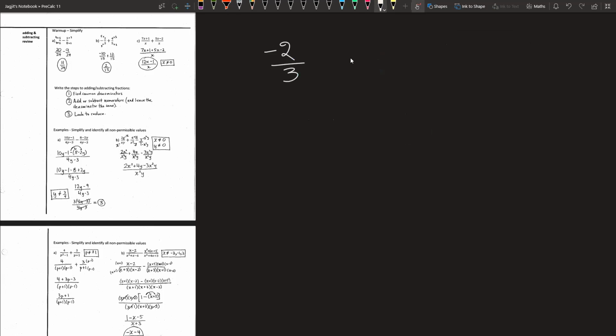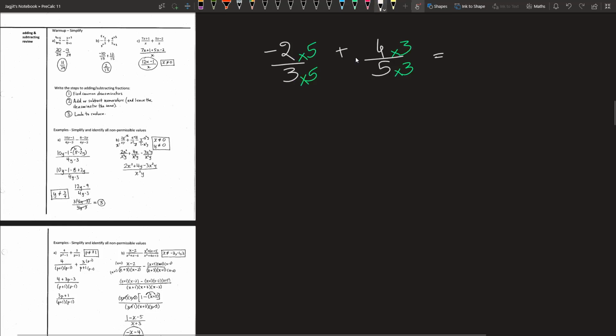So we have minus 2 over 3 plus 4 over 5. My denominator is 3 and it's 5 over here. What's the common multiple of 3 and 5? 15. That means my common denominator is 15. I need to turn both of these guys into 15. How do you turn 3 into 15? You times it by 5, you do the same to the top. You times it by 3, you do the same to the top.